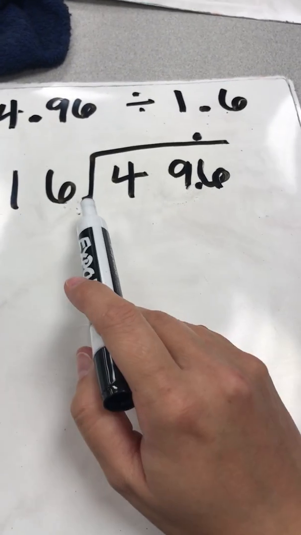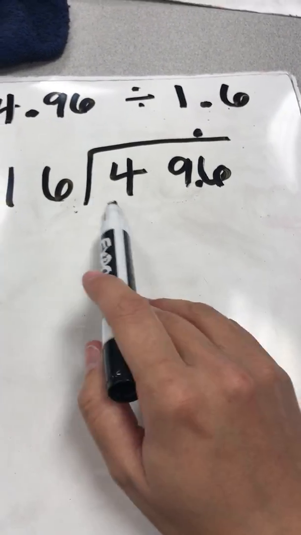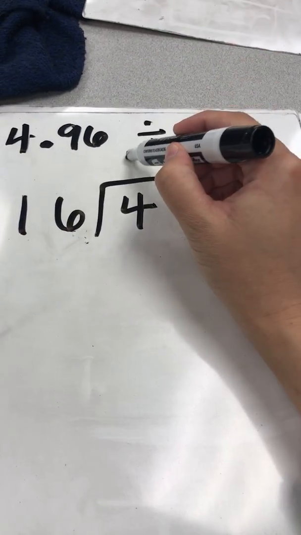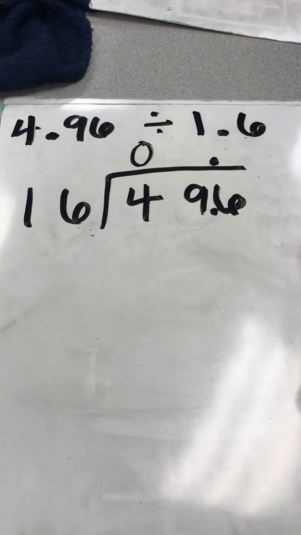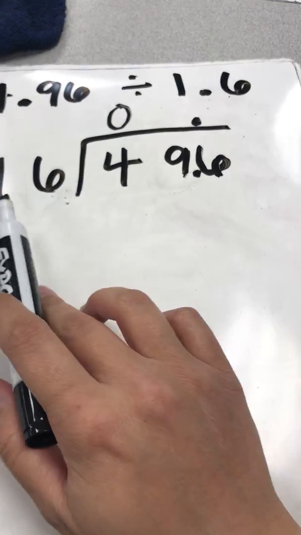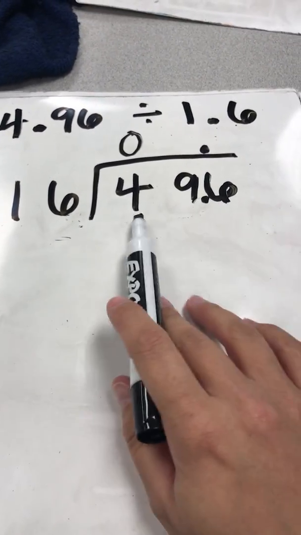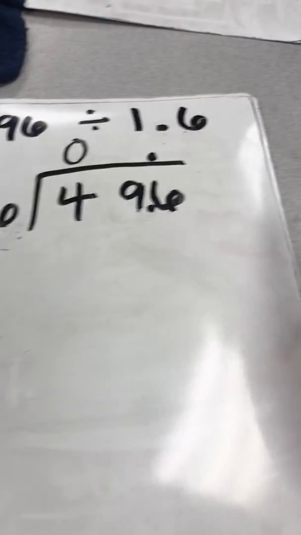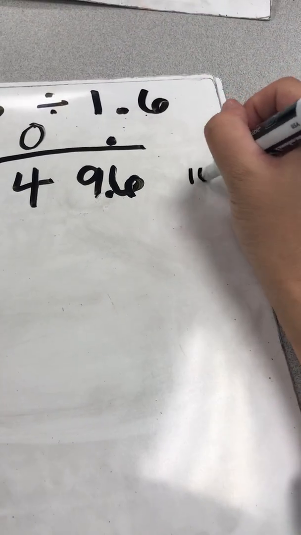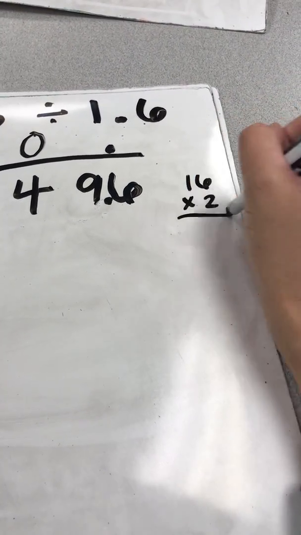I know 16 is not going to go into 4, so I can show that by putting a 0 on top of my 4 to hold that place value. I'm not really sure how many times 16 is going to go into 49. So on the side, I'm going to double check. Let's try 16 times 2.